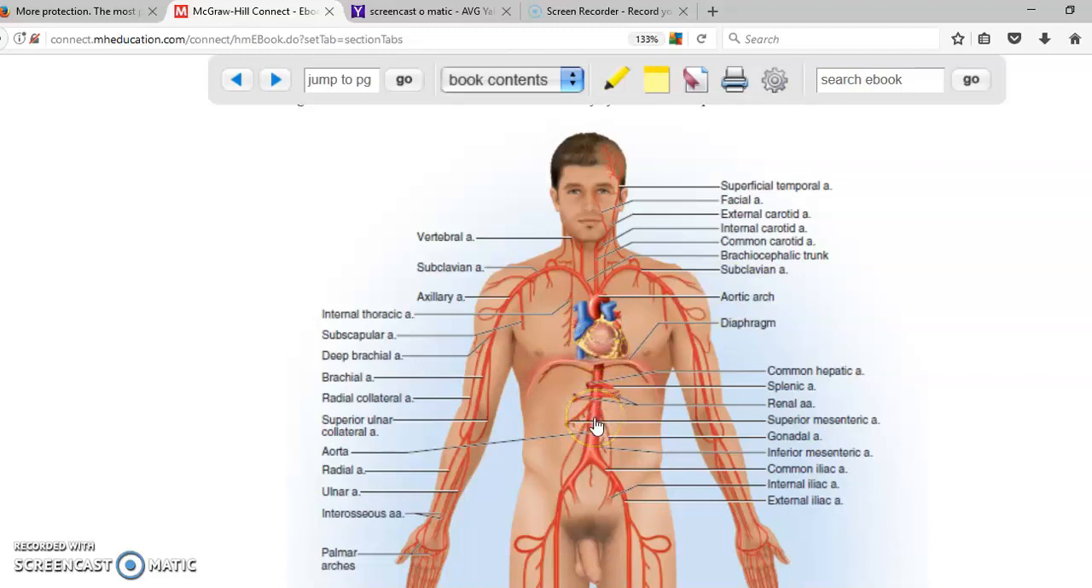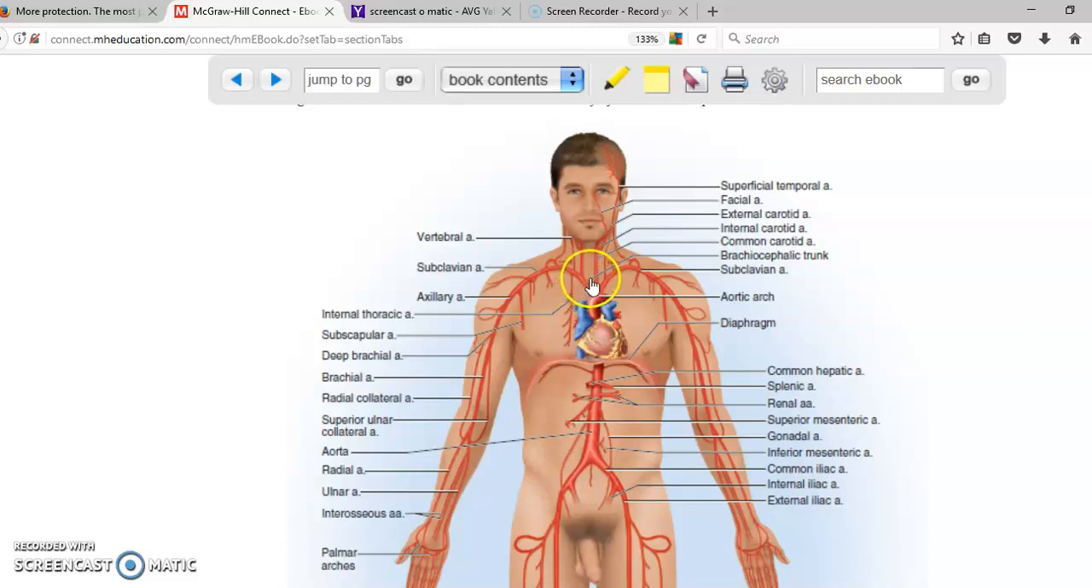The descending aorta is going to have two pieces, the one in the abdomen, abdominal aorta, and the one in the thorax, thoracic aorta. Branches of the ascending aorta are going to be the coronary arteries, and the coronary arteries provide blood to your heart. Branches of the aortic arch, you've seen here three.